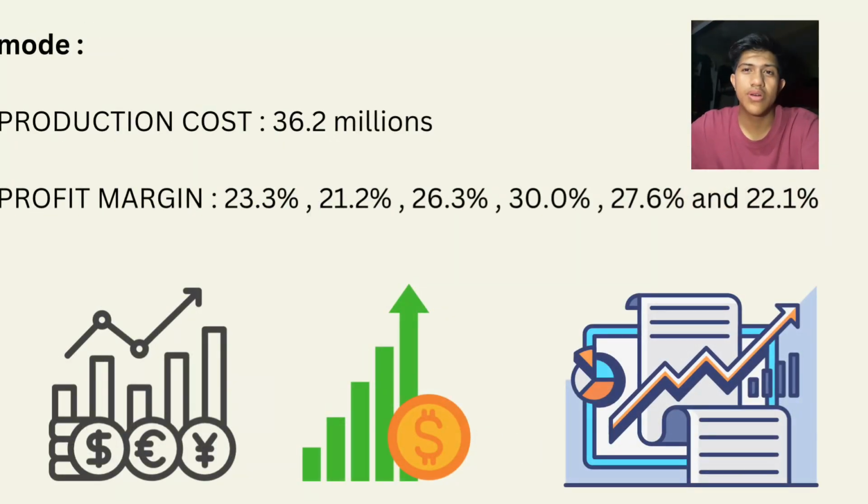So next is mode. What is mode? The mode represents the value that occurs most frequently in a data set. And for production cost, the mode is 36.2 million, as it is the most frequently occurring value. So after we analyze the data set for profit margins, modes are 23.3%, 21.2%, 26.3%, 30.0%, 27.6%, and 22.1%, as they occur multiple times.